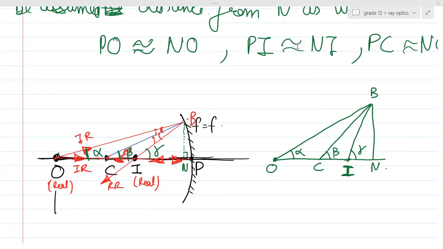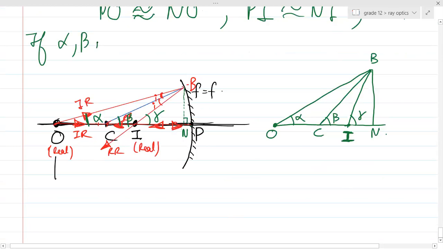Hello, guys. So, can you see these two triangles, guys? Alpha is basically the angle made by the object with the principal axis, the angle made by the incident ray with the principal axis, the angle made by the normal with the principal axis, the angle made by the reflected ray.